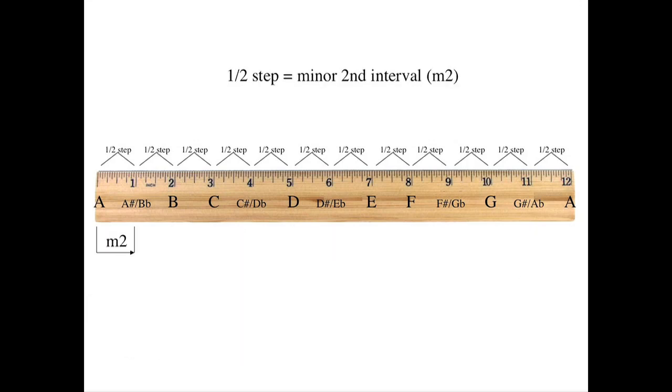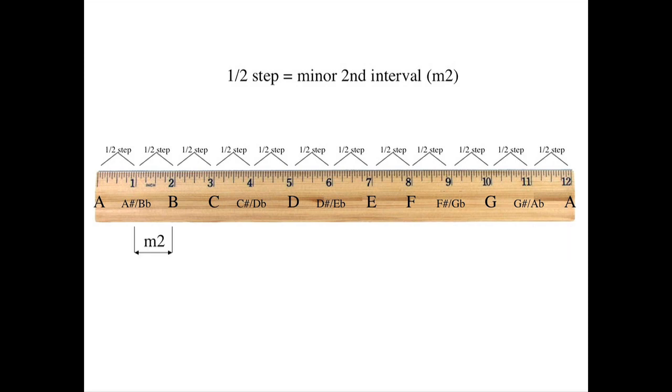All right? So the first interval we're going to look at is a minor second. A minor second has the distance of a half step, or 1 fret. For instance, if you started at the note A and you went up to B flat, that's a minor second. Conversely, if you started at A and went down a minor second, you're going to land on G sharp, all right?